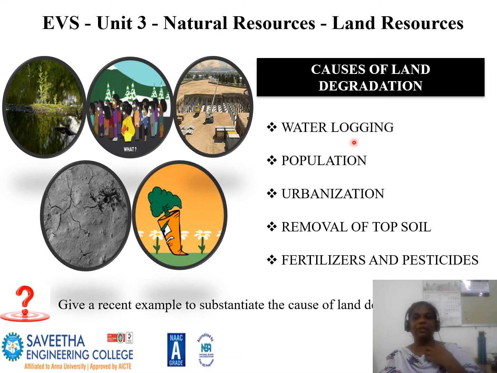If we list the causes of land degradation, the first one is water logging, because if water is logged for a long time, the fertility or nutrients of the soil will be lost and it will be of no use. The second one is overpopulation. The third one is urbanization, the fourth is removal of topsoil, and the fifth is fertilizers and pesticides. So these are the reasons for land degradation.